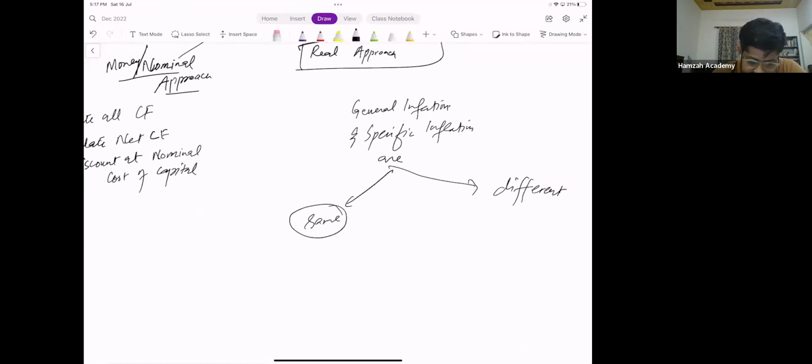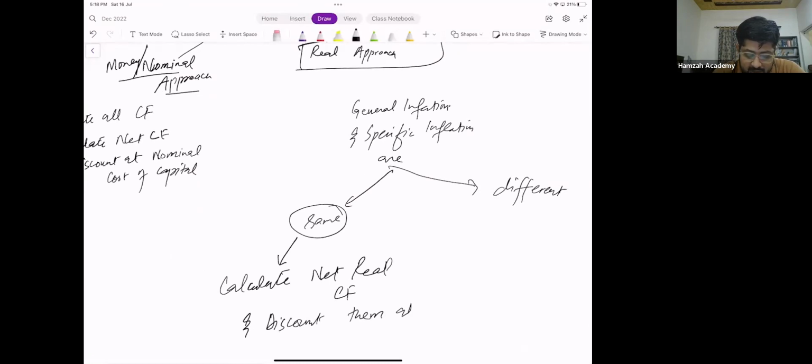If they are the same, calculate net real cash flows. You need not inflate anything. And discount them at the real cost of capital. These rules you need to memorize. You need to memorize these rules before the next class.